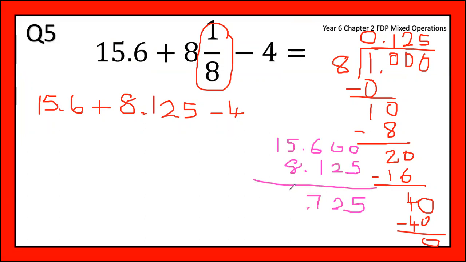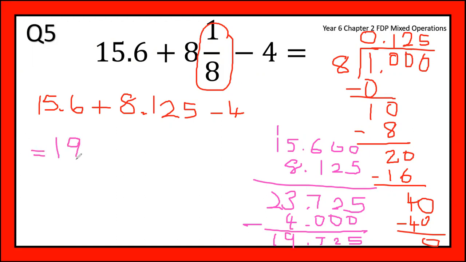And then 0.6 plus 0.1 would be 0.7, carry over, you'll have 23.725. And minus 4.000. So that will give us again 5, 2, 7 point. Then over here, 23 minus 4 will give you 19. So your final answer here is 19.725. Of course, in your workbook, you will have to show your standard written method.